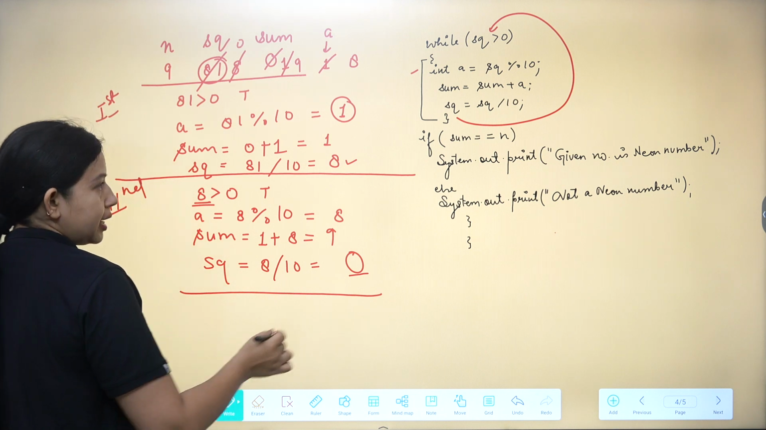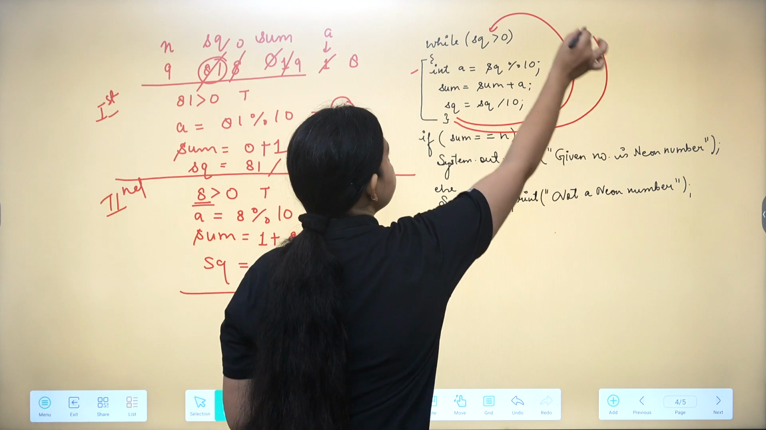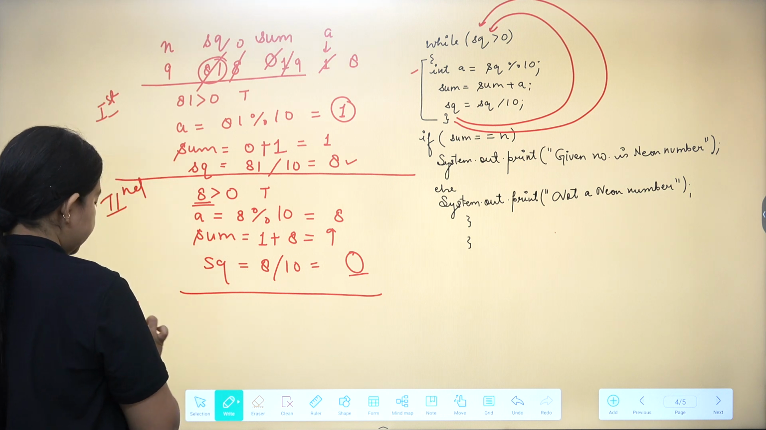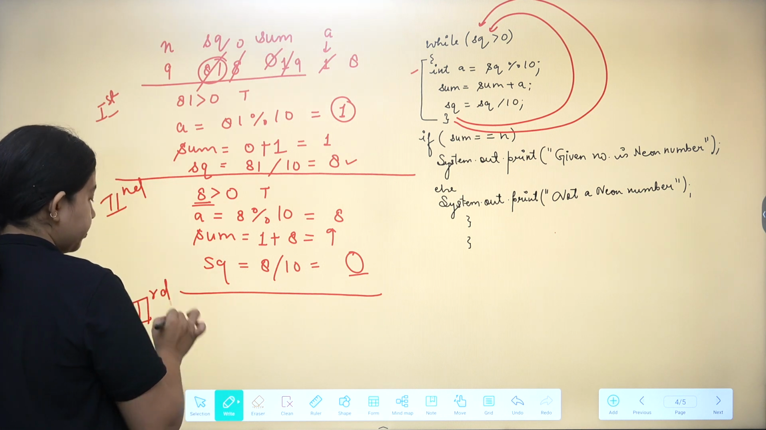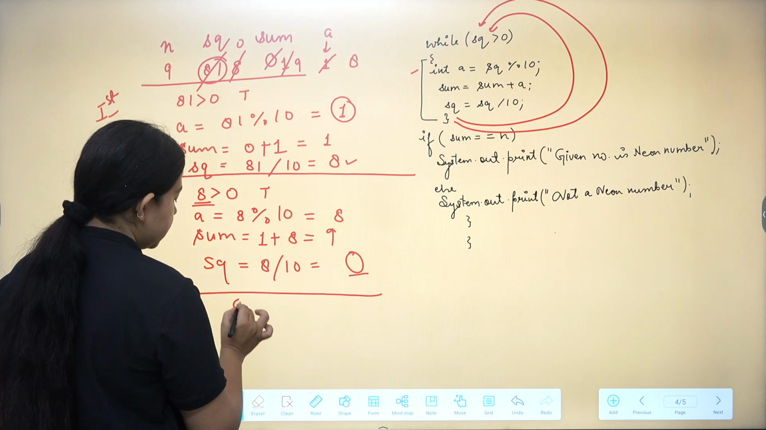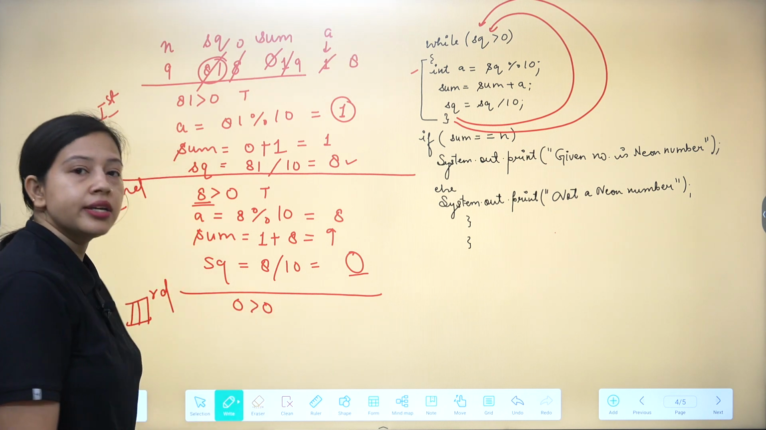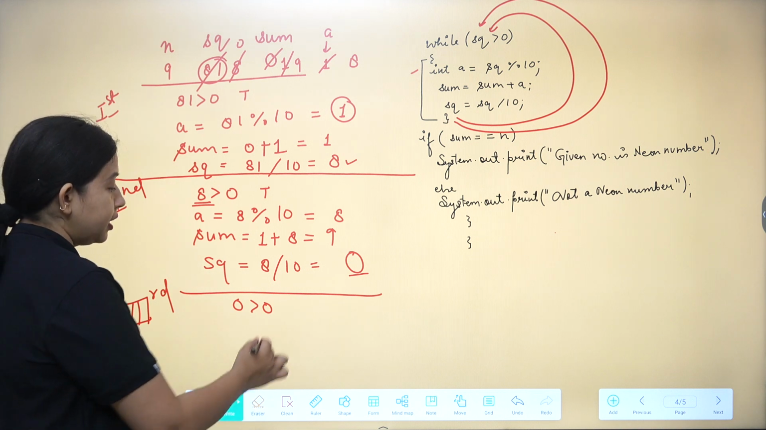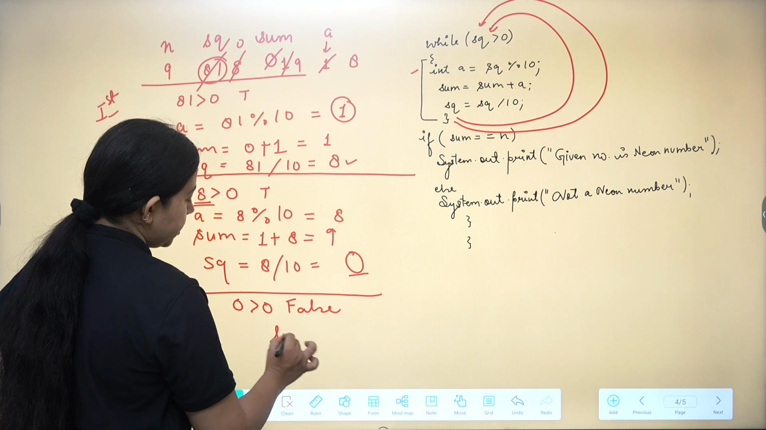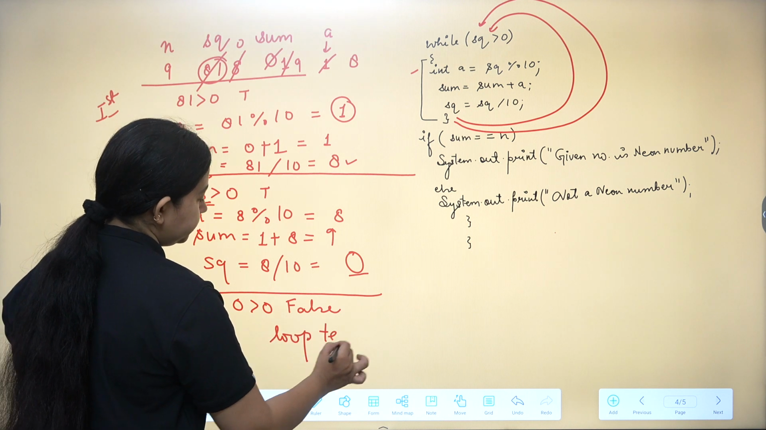Alright, now it's time once again for the third iteration. We need to check the condition. That's our moral duty. We need to check until this condition becomes false, and only then can we move further. So this time, is 0 greater than 0? Yes or no? No, definitely no. So the condition is false. The loop terminated.